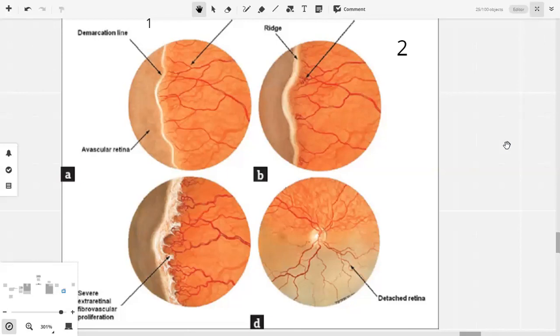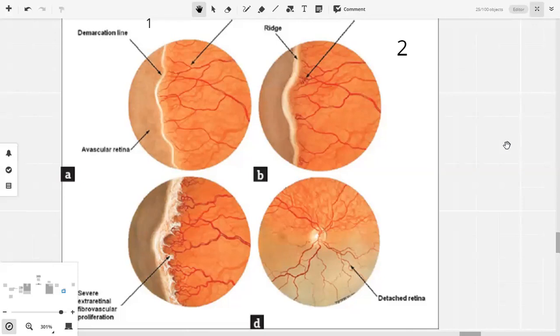In stage 1 we know that there is a simple ridge, so it's a simple demarcation line. So it's blatantly obvious that there cannot be a white pupillary reflex, because in order to have a white pupillary reflex, something must be present behind the pupil.